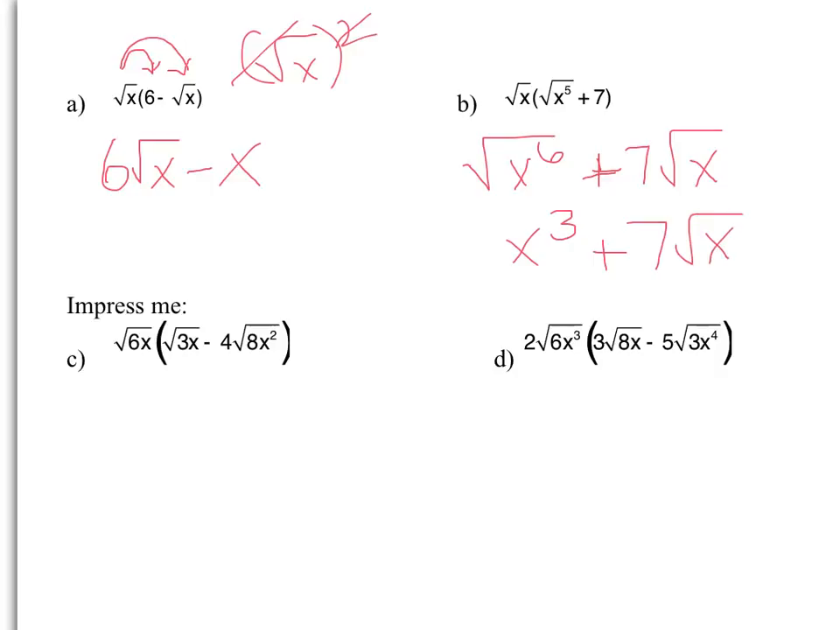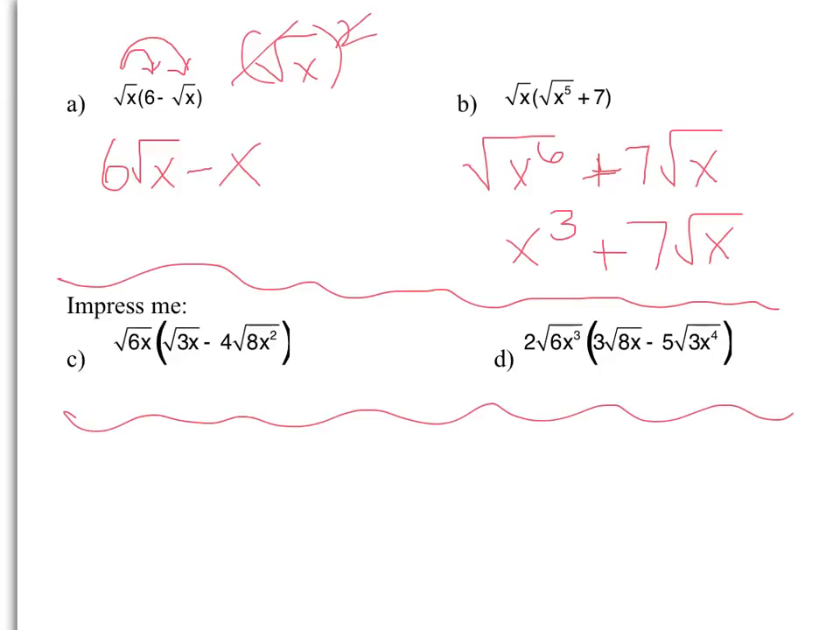Now you can't do anything with that because they are not like terms. Root x and x cubed are completely different. All right, so I left you 2 impress me's. The 2 impress me's are worth 5 stars tomorrow if you can get them. They have to be in their simplest form.